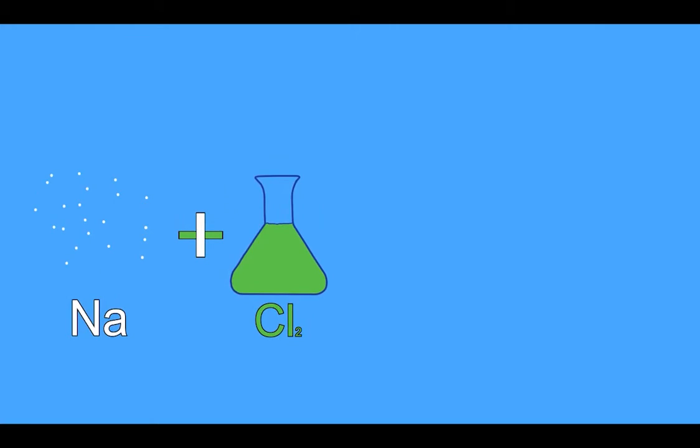For example, if you put sodium and chlorine together, you'll get sodium chloride. However, for this compound to be stable, we need extra sodium on each side.